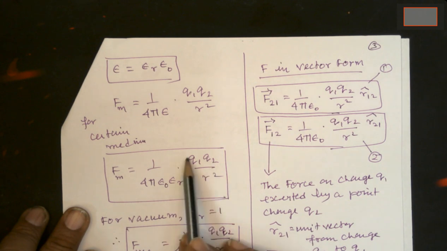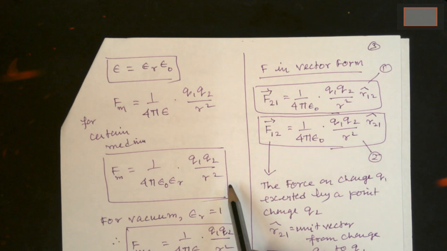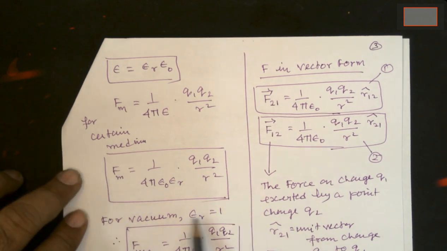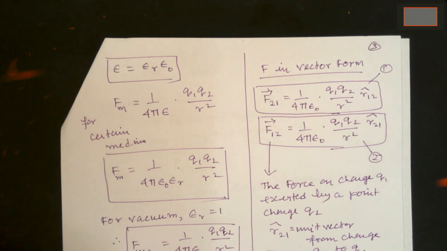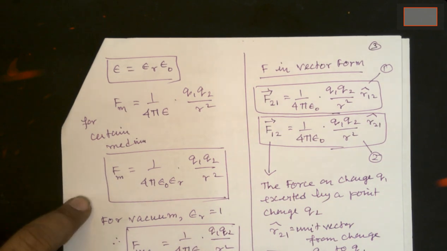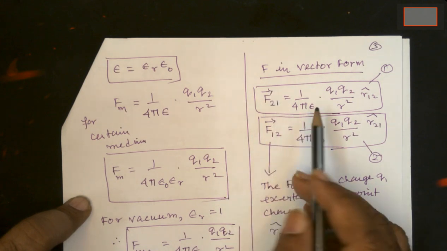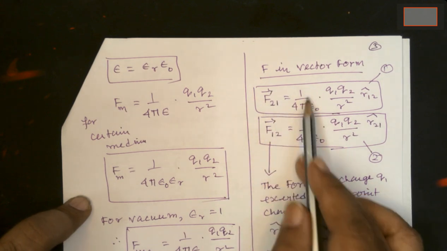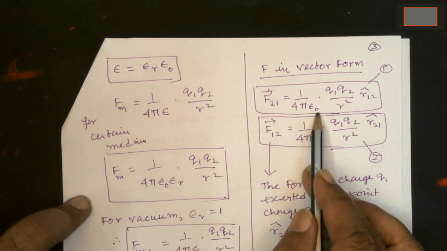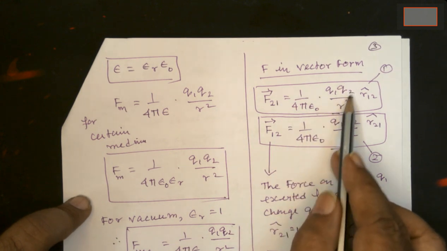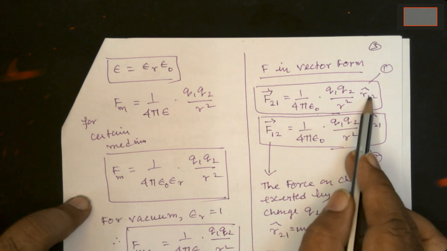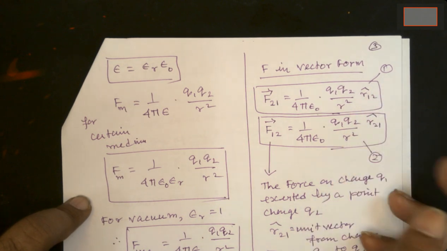So Fm is given by 1 by 4 pi epsilon naught epsilon r into Q1 Q2 divided by r squared. We know for vacuum epsilon r is equal to 1. In that case, F vacuum is equal to 1 by 4 pi epsilon naught into Q1 Q2 divided by r squared. We can also write this in vector form. The vector F21 is equal to 1 by 4 pi epsilon naught into Q1 Q2 divided by r squared into r12 cap, the unit vector.